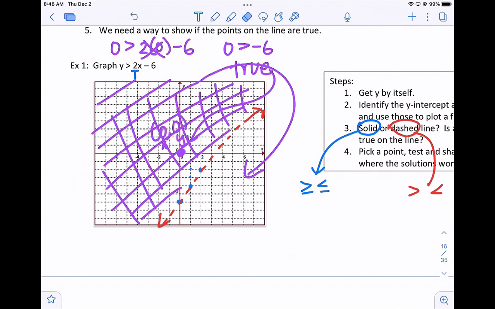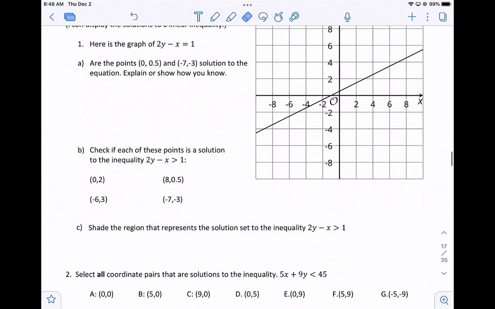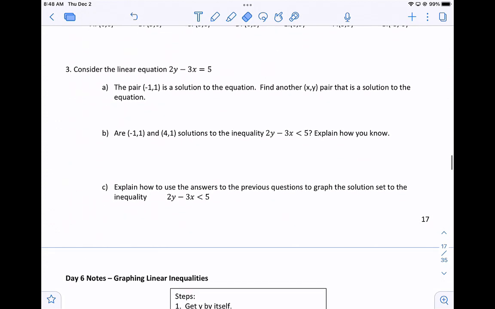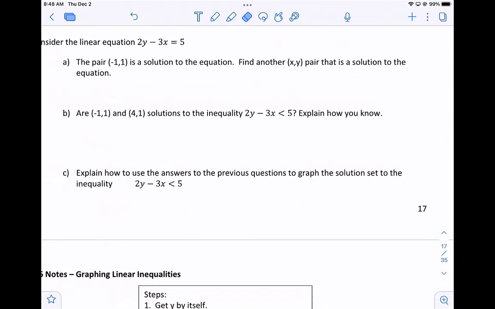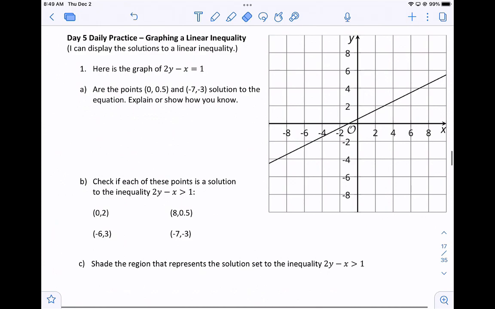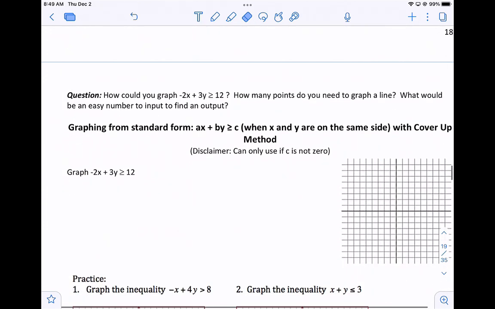If that point had been false, we would have shaded the other side of the line, and we'll practice that more tomorrow. So if you take a look at your assignment, it's can you figure out, does it work on that side or does it not work on that side? You're just plugging in and testing, does it work? If it works on that side, you shade that side, and if it doesn't work, you don't shade that side. You have one page to do for your assignment, page 17, and you're just testing to see if these solutions are true or false. And then tomorrow, we'll take a look at reviewing how to graph the inequalities.